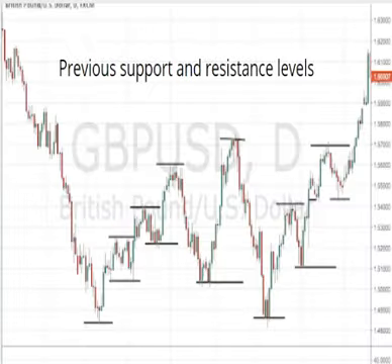The second one, previous support and resistance levels. You can use previous notable support or resistance levels as markers for possible entry and exit points, as well as indicators of future movement. It's important to know that major support and resistance levels are rarely exact figures. It's unusual for a market to hit exactly the same price time after time before reversing, so it's probably more useful to think of them as support and resistance zones.